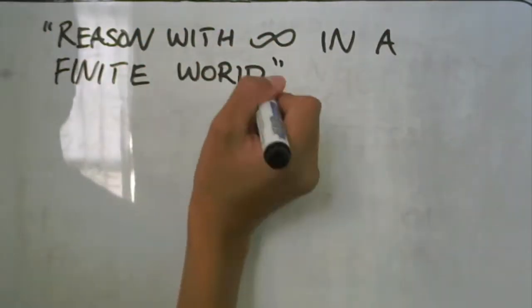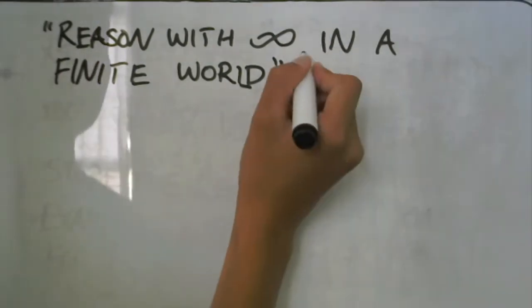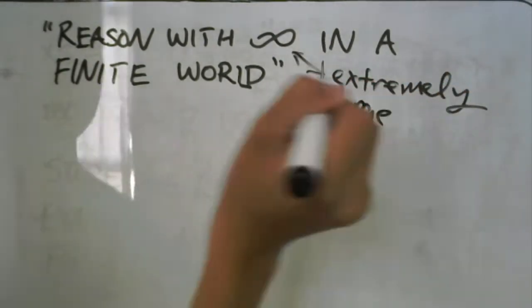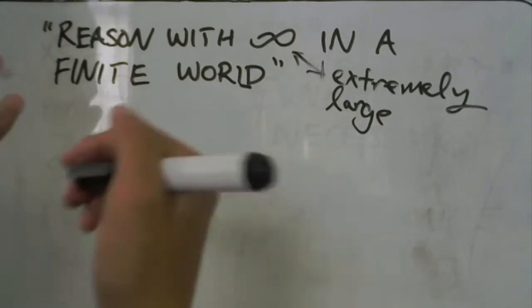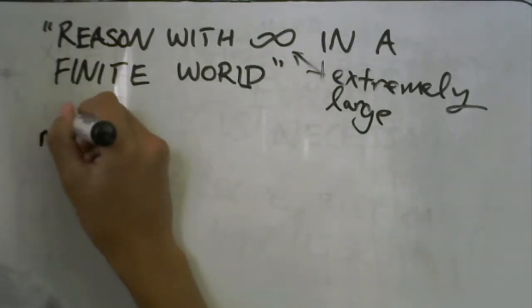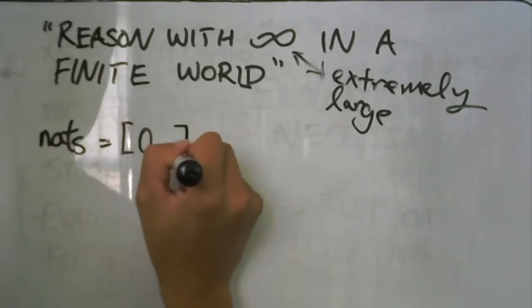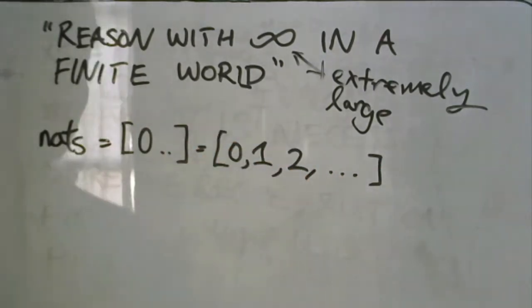Now, the second slogan I have for lazy evaluation is it lets us reason with infinity in a finite world. This is saying that with lazy evaluation, we could now hold infinite or extremely large data structures in our program, even though it may seem like these data structures are unimaginably huge or that you cannot possibly fit them into your computer's memory. A simple example of this is the list of all natural numbers, which in Haskell is written in square brackets, 0, ... And it'll go 0, 1, 2, 3, and so on.